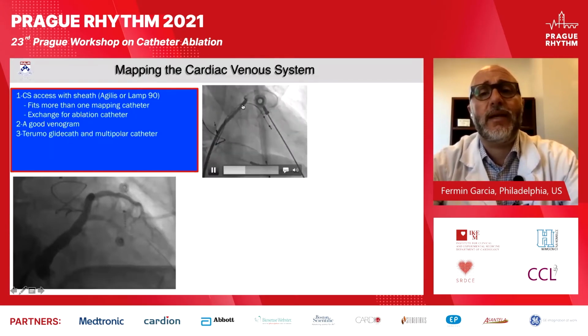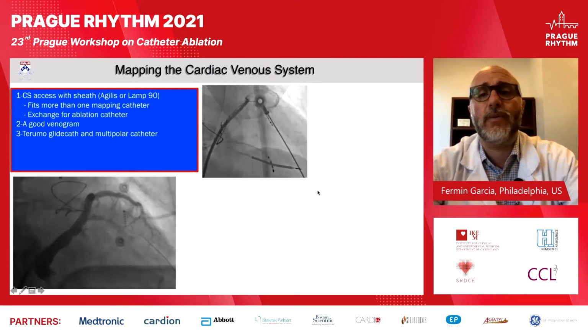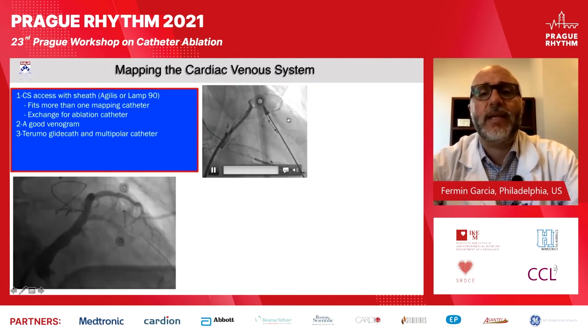After that, we can map the AIV and the great cardiac vein. We withdraw that and put in a selective cannulation tool. In this case, it's a Terumo Glidecath 4 French. And then we engage the septal perforators.